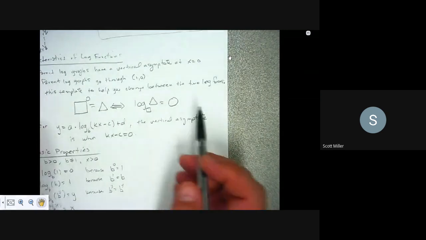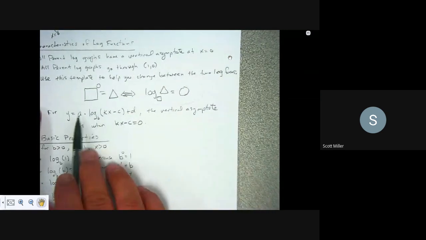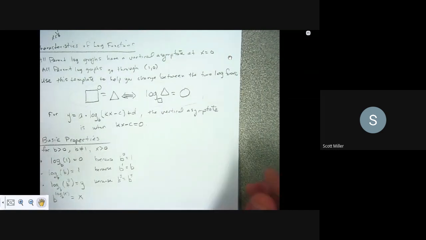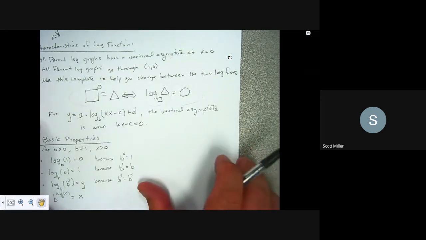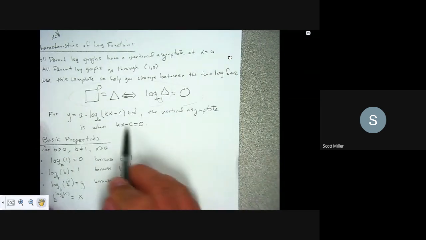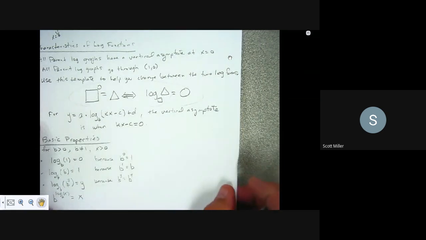And then we already kind of talked about the transformational stuff. So make sure you know that in logs, all the transformation properties from before still apply. Up, down, left, and right, you'll be asked to identify all transformations from a log graph. And just remember that the right or left shift is where the vertical asymptote will be.